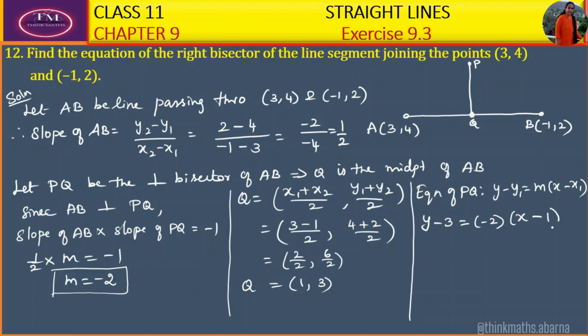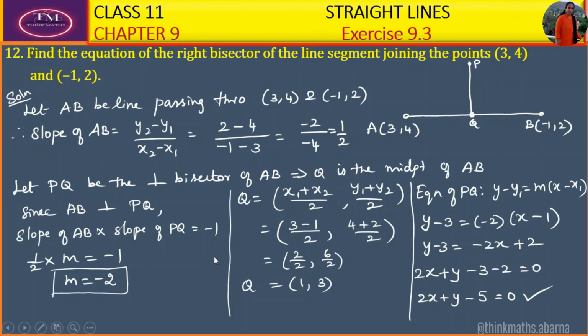It is 1. So y minus 3 equal to, multiplying by minus 2, we will get minus 2x. Minus into minus is plus 2. So bringing this 2x here, this will become positive: 2x plus y minus 3 minus 2 equal to 0. So 2x plus y minus 5 equal to 0. So this is the equation of PQ. Clear? Understood? So shall we move on to the 13th one?